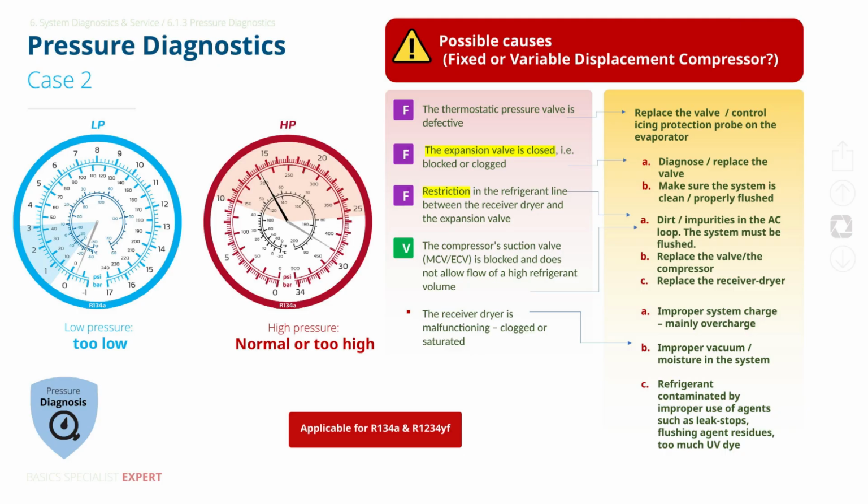Expansion devices are precise components and extremely sensitive to any impurities in the AC system. If one becomes blocked, it can quickly lead to serious system problems, including poor cooling and compressor damage.